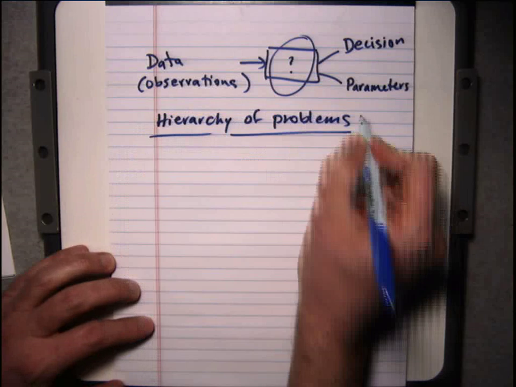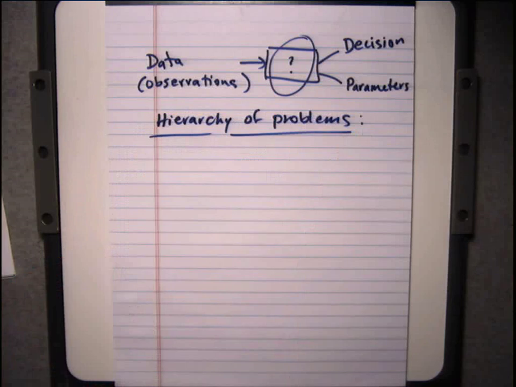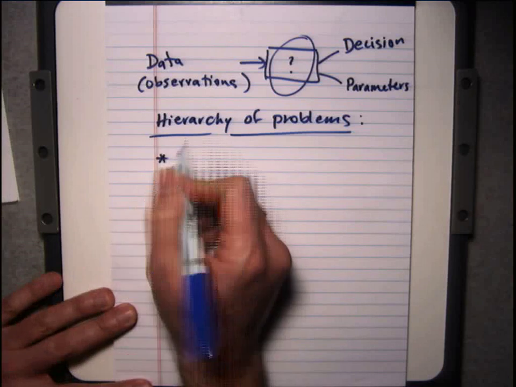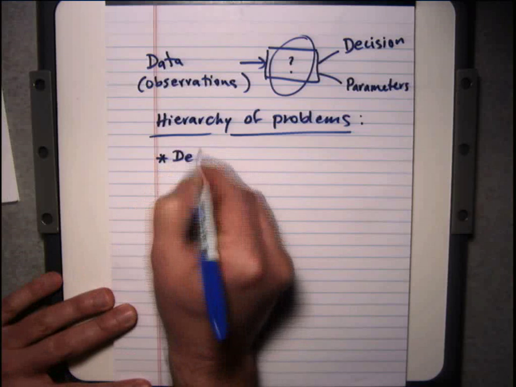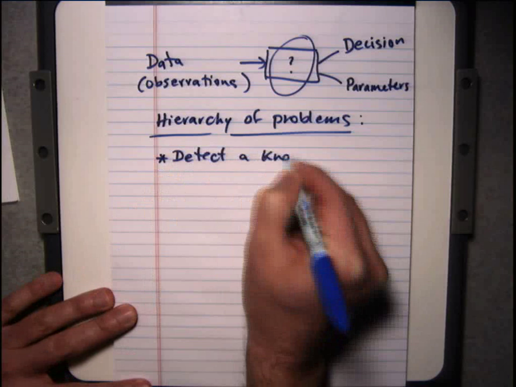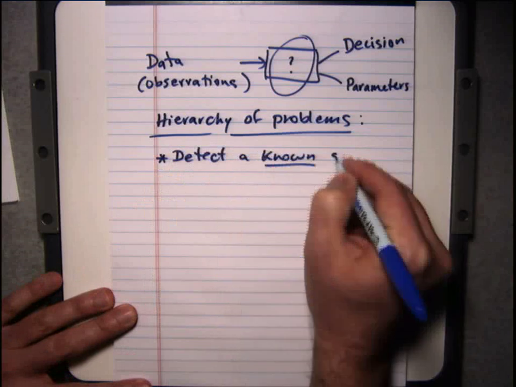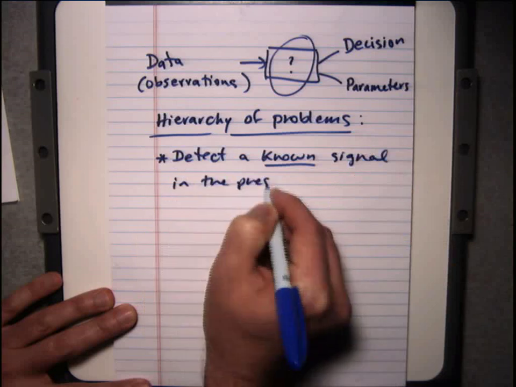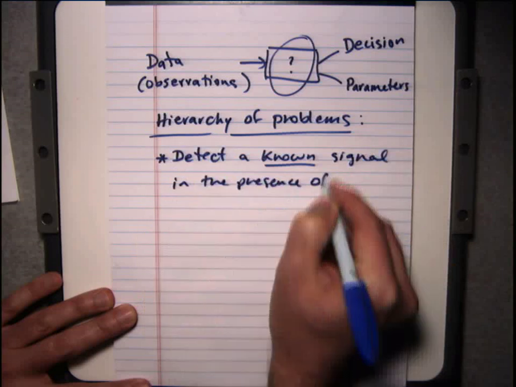And these are in some sense the hierarchy in terms of the level of difficulty that you might encounter. So one of them might be to detect a known signal in the presence of noise.